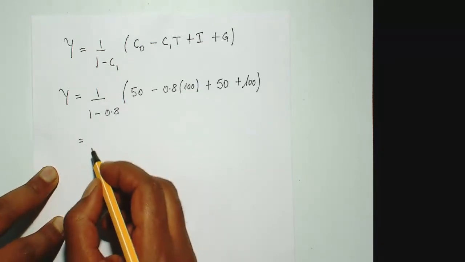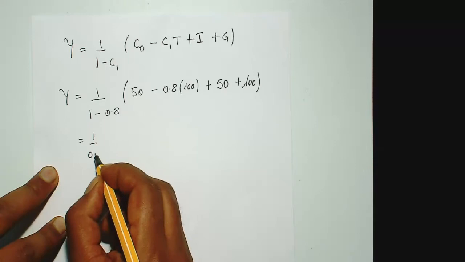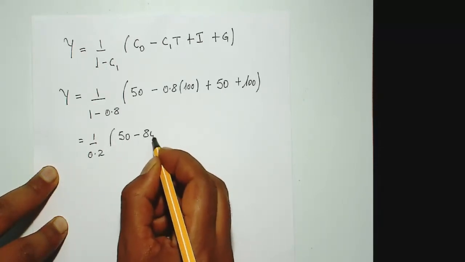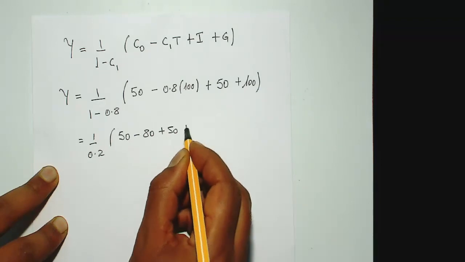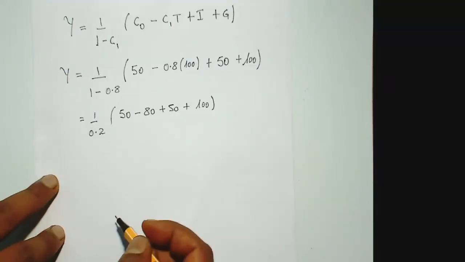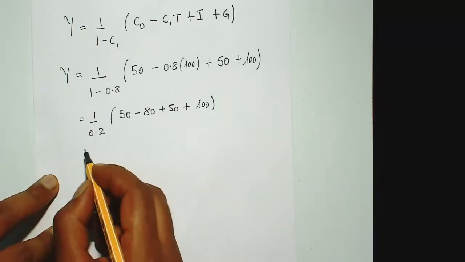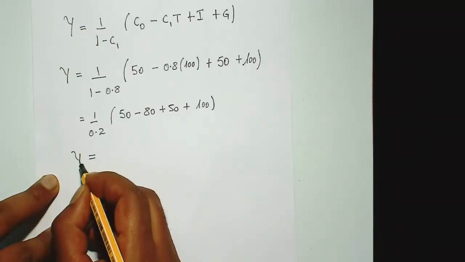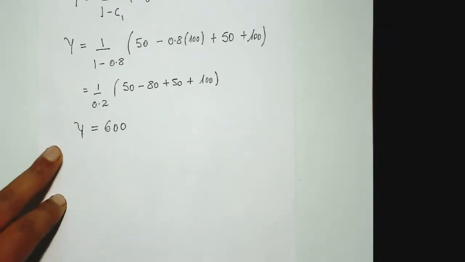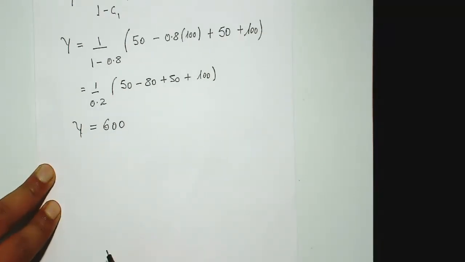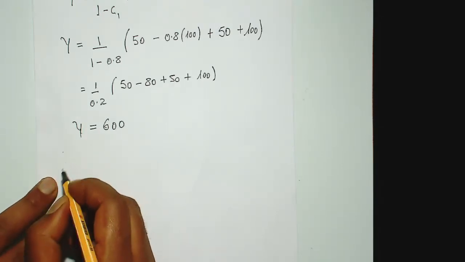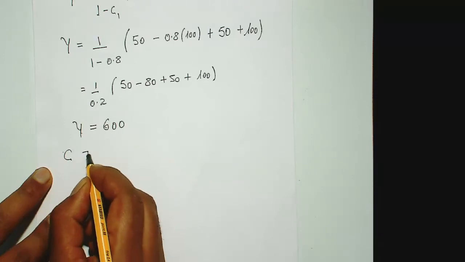So this is altogether calculated as 1 over 0.2, times 50 minus 80 plus 50 plus 100. And if you make your own calculations over there, you would reach a value of Y equal to 600 in a basic scenario. The next item that we are asked to calculate is consumption.